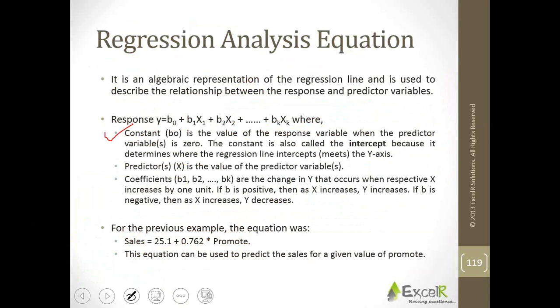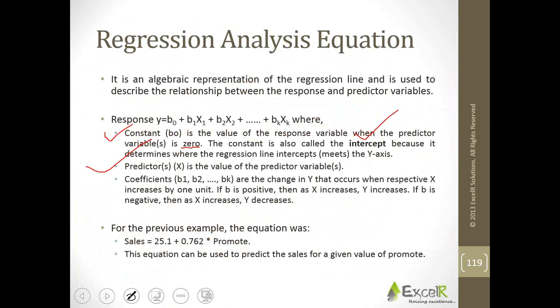Always this B naught or beta naught is considered to be a constant. It is the value of the response variable when the predictor variable is 0. Constant is also called the intercept because it determines whether the regression line intercepts or meets the y-axis. In your MBB we will be doing a lot of deep dive on this. Your black belt or green belt will be entering a different orbit altogether.